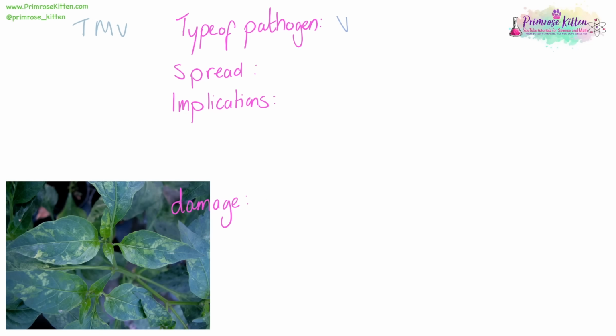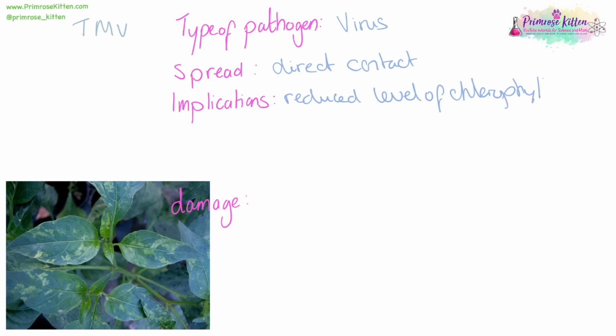Tobacco mosaic virus is, unsurprisingly, a virus. It is spread from plant to plant by direct contact. The implications are a reduced level of chlorophyll, which is why you can see the mosaic pattern on the leaves. Some areas have a different level of chlorophyll than others. Now, if they have reduced chlorophyll, that's going to be reduced photosynthesis, which is going to lead to reduced sugars, meaning that there's going to be a lower yield from the plants, whether that's tobacco plants. This also affects tomato plants. So it's going to affect the commercial side of a business.